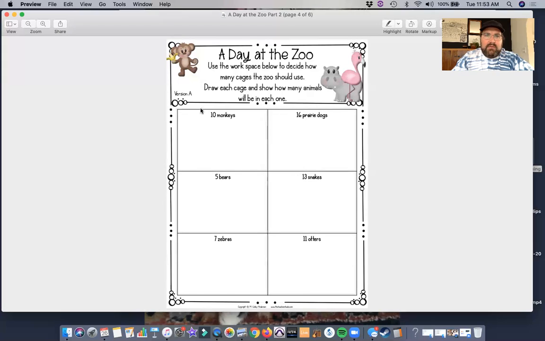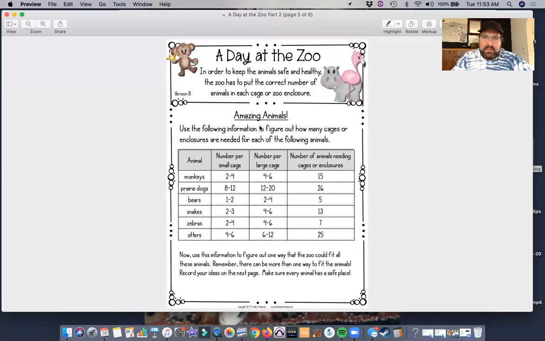All right, going on to version B. Here's version B. The only thing that's different about version A and version B is that you can choose to use either a small cage, which holds 2 to 4, or a large cage, which holds 4 to 6, okay? So you have small cages and large cages for each animal, all right? And notice that our total number has changed a little bit as well, all right? So you can use a combination of large cages and small cages to be as efficient as you can, okay?